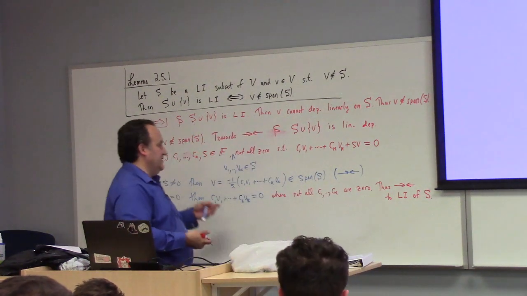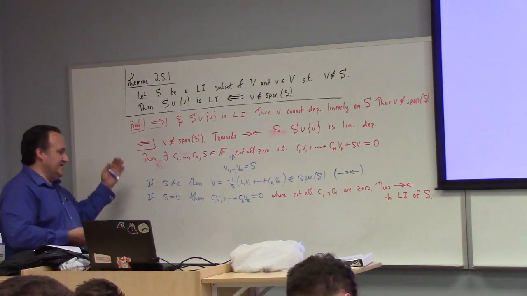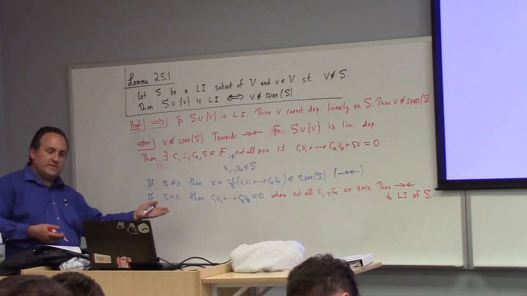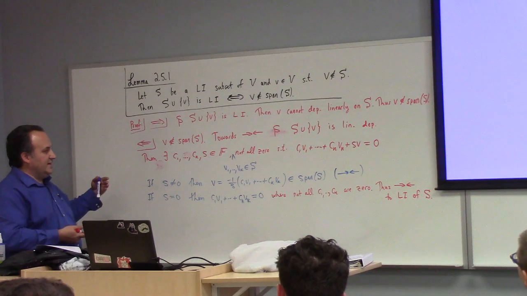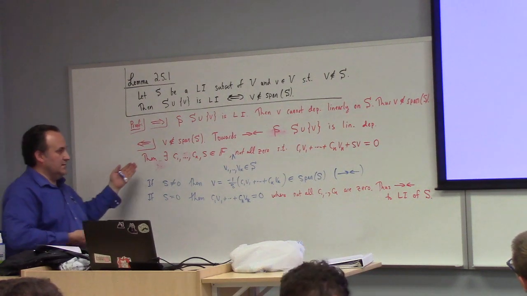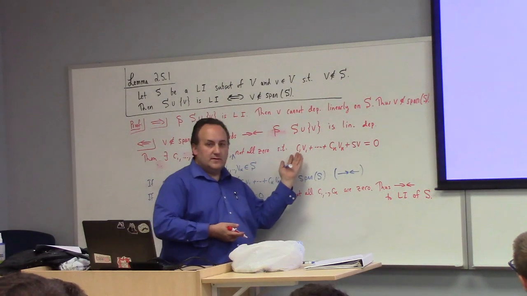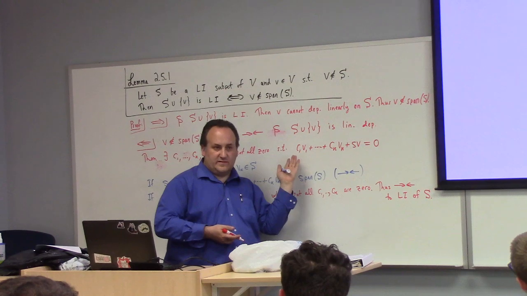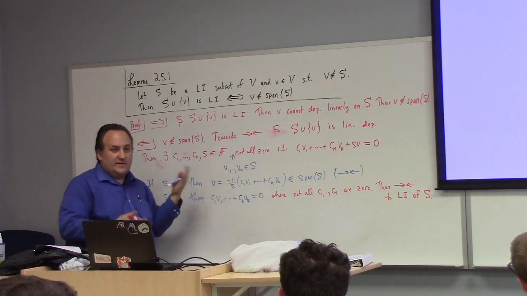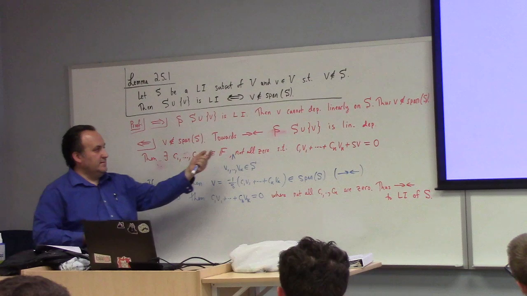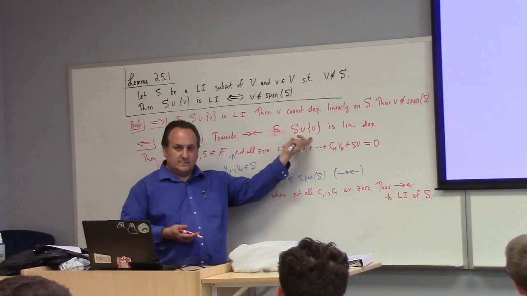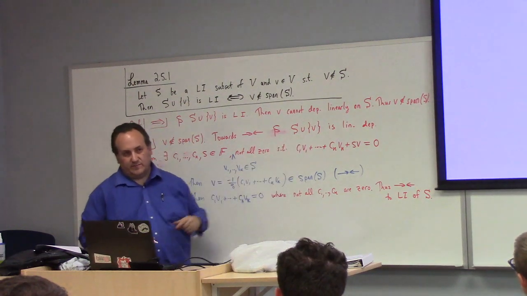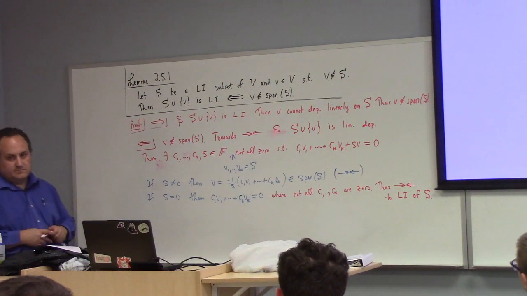So what does this mean? If S is equal to 0, we get a contradiction. If S is not equal to 0, we get a contradiction. Consequently, it's impossible to find this linear combination with all of these coefficients non-zero such that this happens. What does this mean? There is no linear dependence in this set. Therefore, it is linearly independent, which is what the claim is.